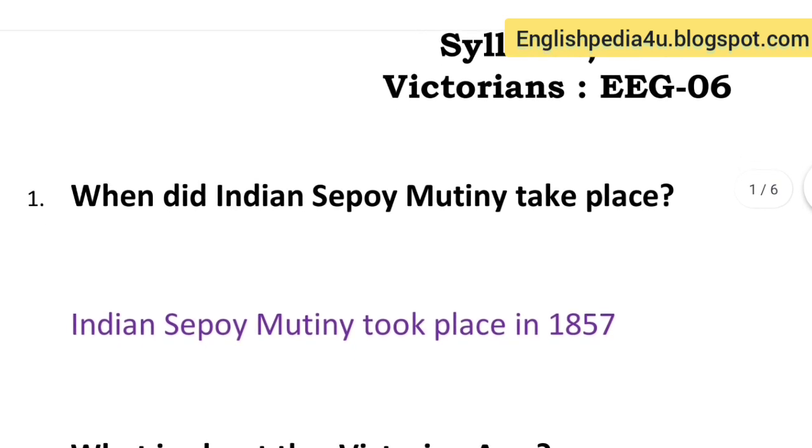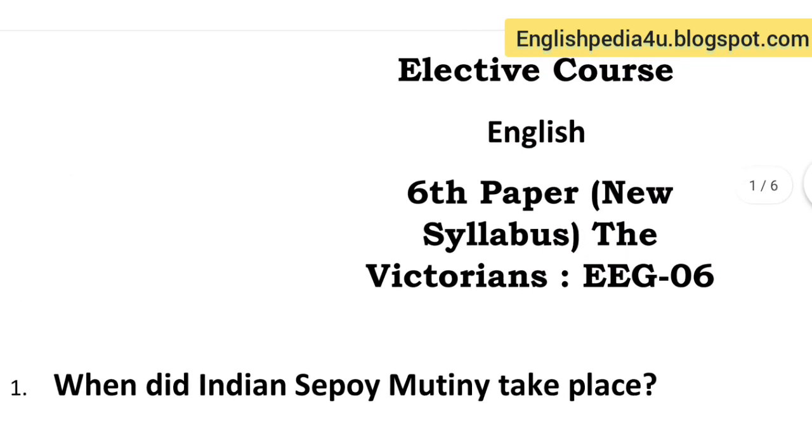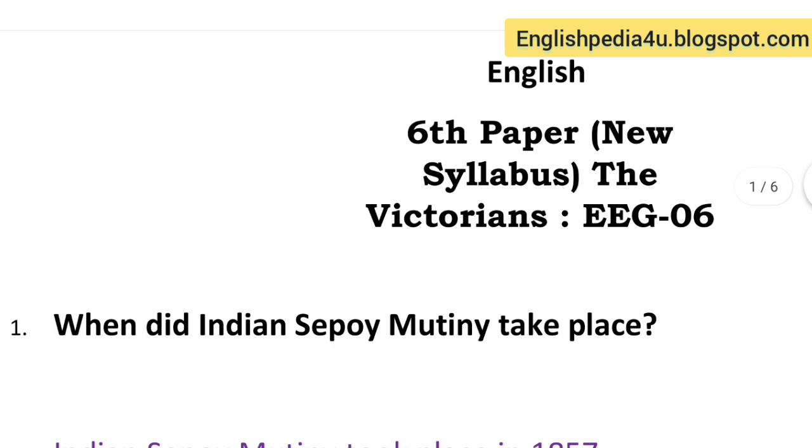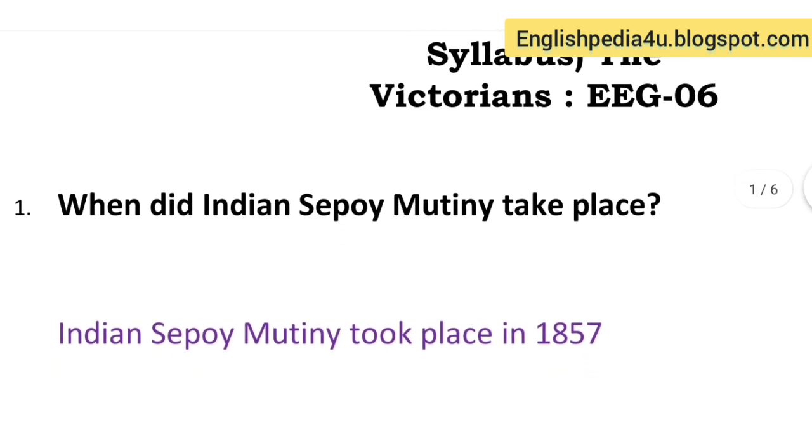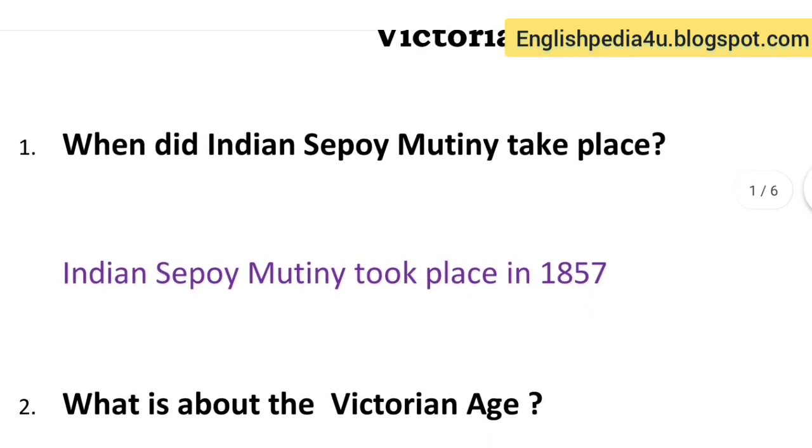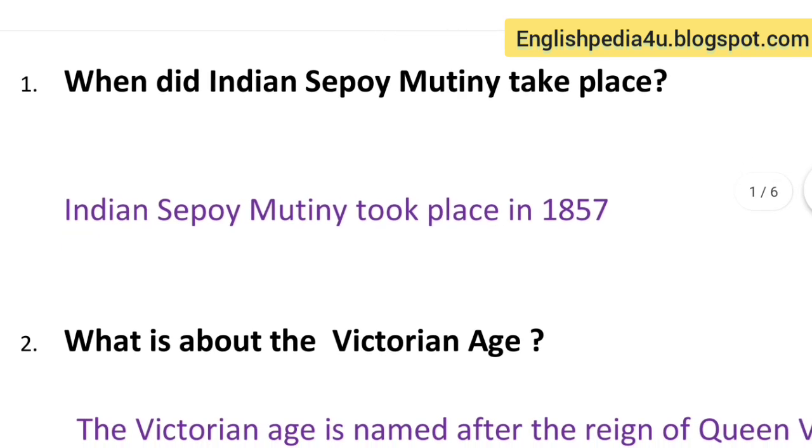Our first question is, when did the Indian sepoy mutiny take place? This question paper is from Paper 6 in your new syllabus, the Victorian age. So, first question, when did the Indian sepoy mutiny take place? The Indian sepoy mutiny took place in 1857.